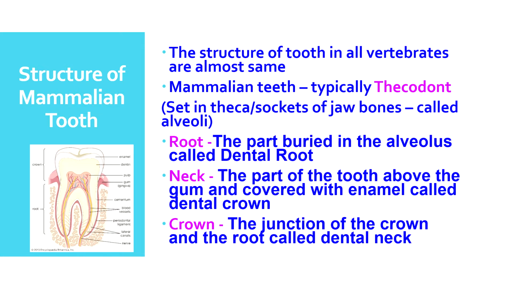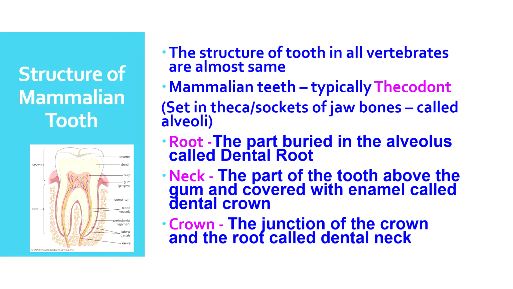And the structure of the tooth in the case of mammalia: typically the tooth is thecodont. That means it is located in sockets or theca of the jawbone. That socket is called alveoli. And the tooth is divided into three parts: root, neck and crown.